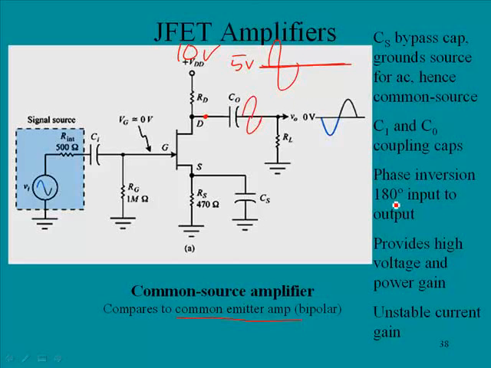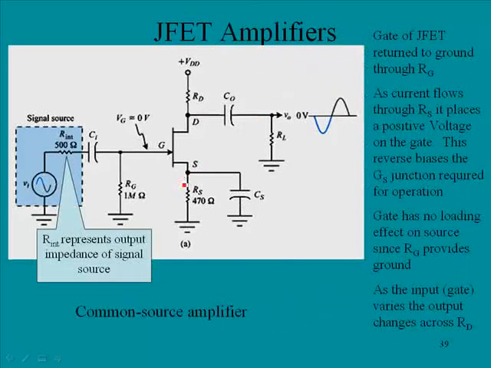The phase inversion is 180 degrees from input to output. This is no surprise. This is what we had with the common emitter amplifier as well. This provides high voltage and power gain, and it tends to be a little bit unstable in terms of current gain. Oftentimes they will place another resistor in here that tends to swamp out those variations in current gain. That's also done with the common emitter amp. And we continue here. Look, this is still the common source amp.